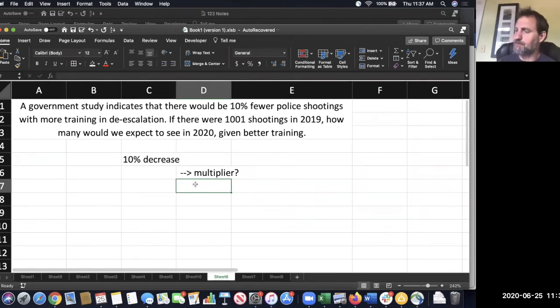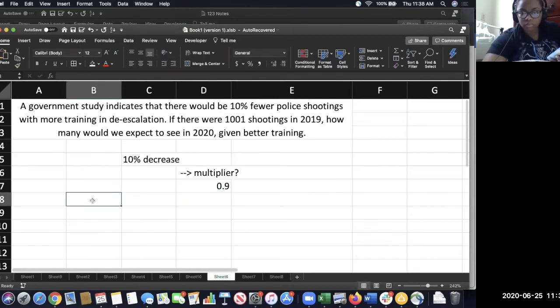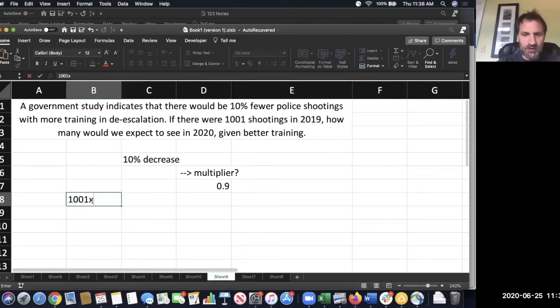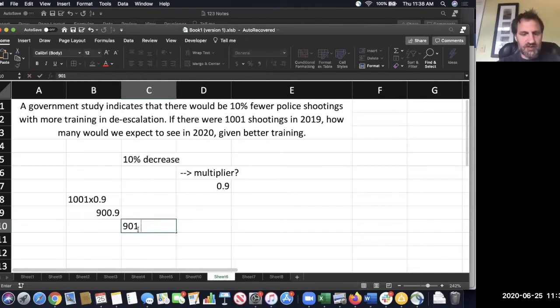What's the multiplier? You can go ahead and say it out loud. 0.9. Good. Okay. And then at this point, I would multiply the multiplier, because that's the whole point. That's why it's called a multiplier. And this is my answer. Now, of course, the context tells me 0.9 doesn't make sense. So I'm going to answer 901 police shootings in 2020. Okay.